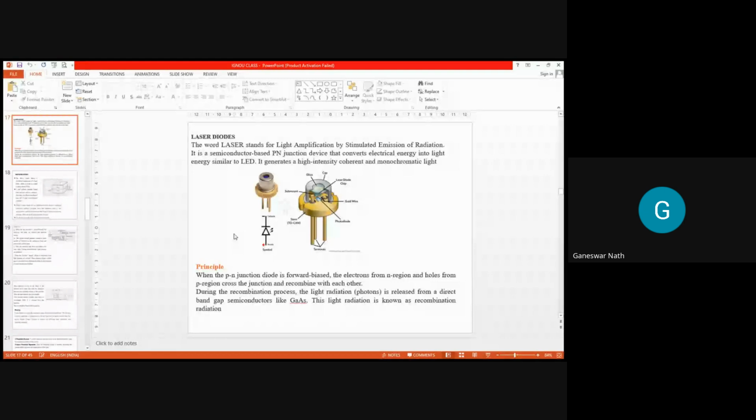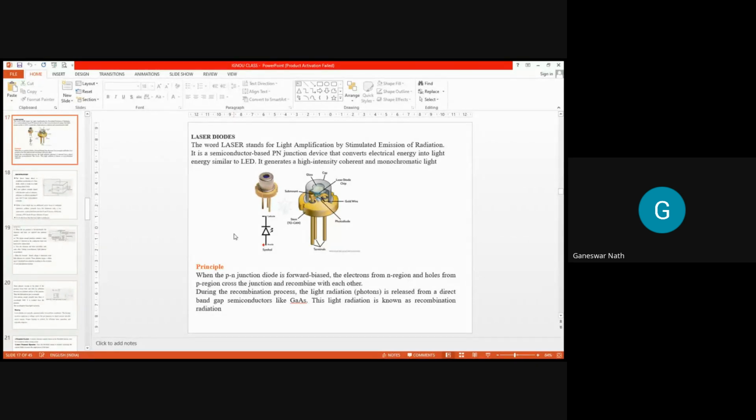Okay. So if you come to the actual part, the laser diode, all of you can see. The word laser, all of you know, stands for light amplification by stimulated emission of radiation. It is a semiconductor-based p-n junction device that converts electrical energy into light energy, similar to an LED. You can see the light emitting diode, but this is called the laser diode. So the difference is actually there.